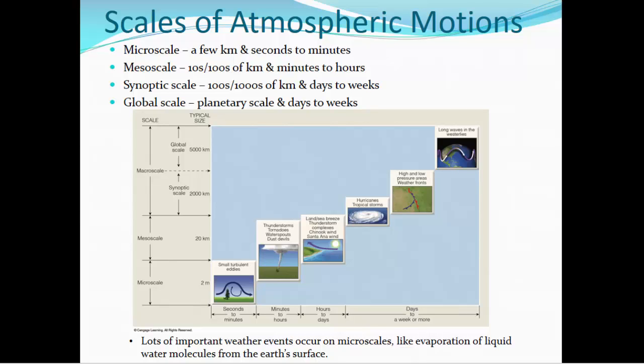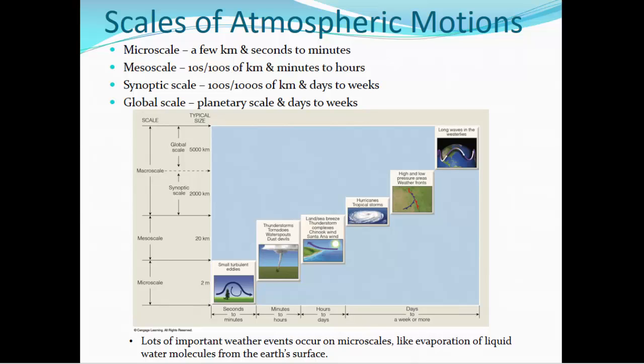And the graph illustrates that with the seconds on the bottom, the x-axis, and the scale on the y-axis, where our microscale would be small turbulent eddies, and then we transition. And you can see these winds oftentimes overlap the different scales, so it's not a definite one or the other. Sometimes they overlap, where things like tornadoes and thunderstorms, maybe water spouts or dust devils, overlap between the microscale and the mesoscale. And then at the mesoscale, we have things like land and sea breezes, as we have here in Florida, thunderstorm complexes, the Chinook or Santa Ana winds.